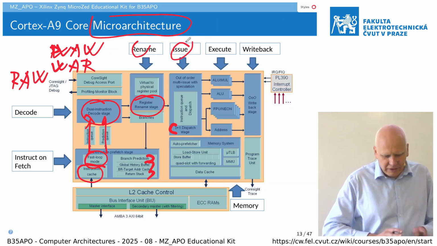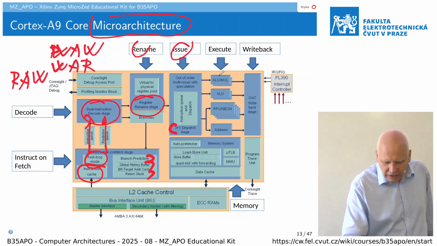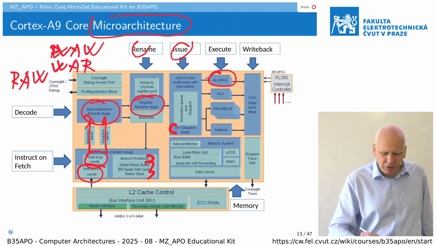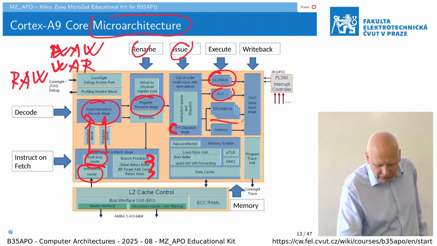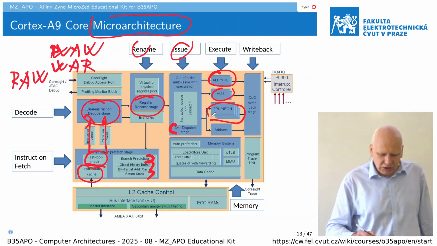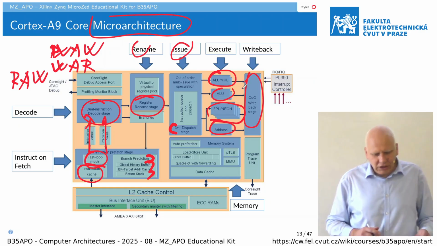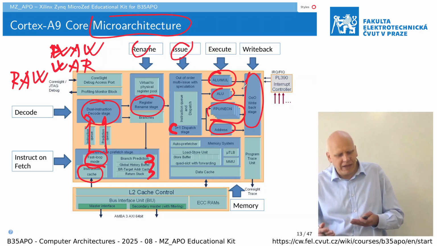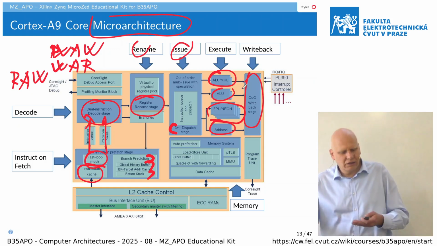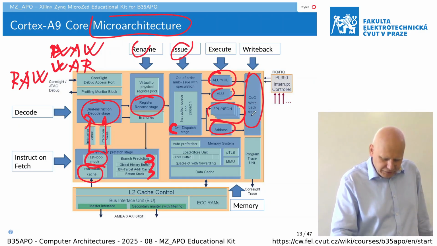Then we have issue, where we send the instruction to the actual execution unit. And we have there two arithmetic logic units with multiplication support, two without multiplication support. Then we have the floating point and NEON, which is the multimedia extension, and the address generator. And then there is a write back stage, which ensures that the actual effect of those instructions on the memory is reordered to the original order. So it is in the reorder buffer.